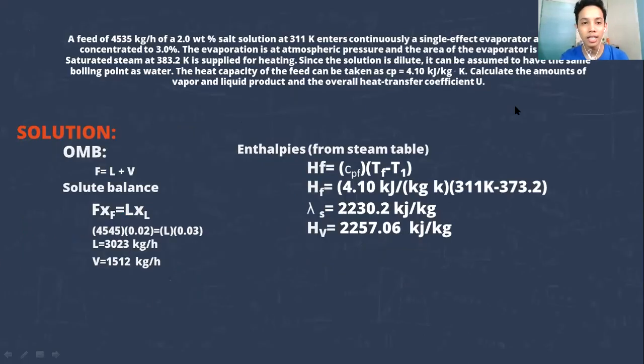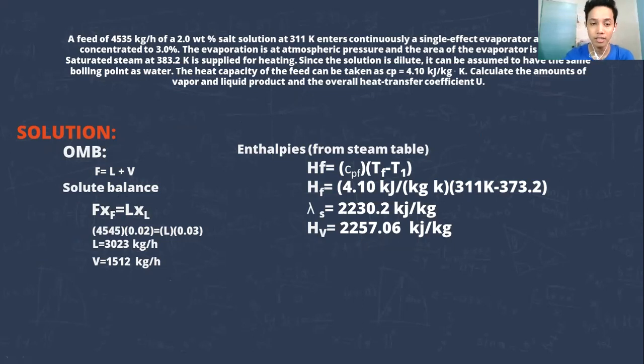For the solution, since the problem is a steady state process, we could write the overall material balance this way. The amount of feed supplied is equal to the amount of the liquid produced plus the vapor emitted. And for the solute balance, since there's no solute in the vapor, we could write the equation as F, the feed, times the solute fraction is equal to the liquid times the solute fraction in the liquid.